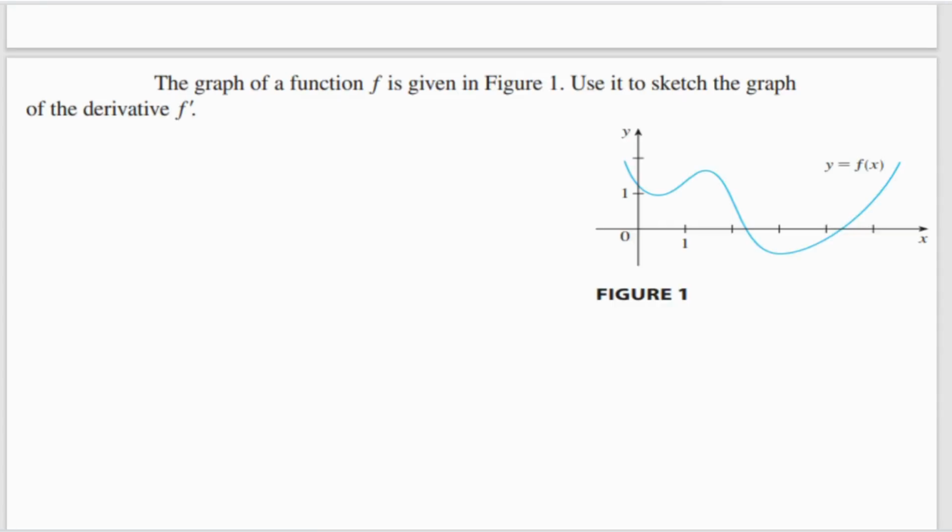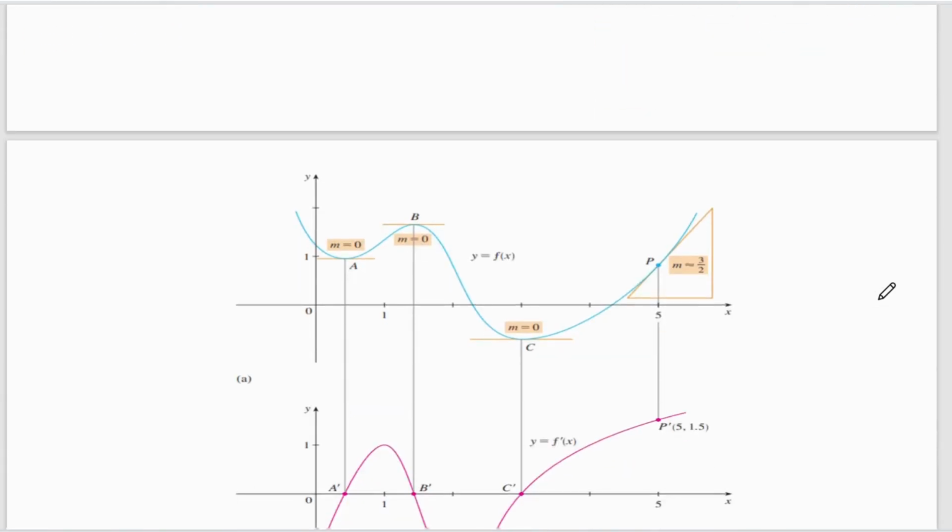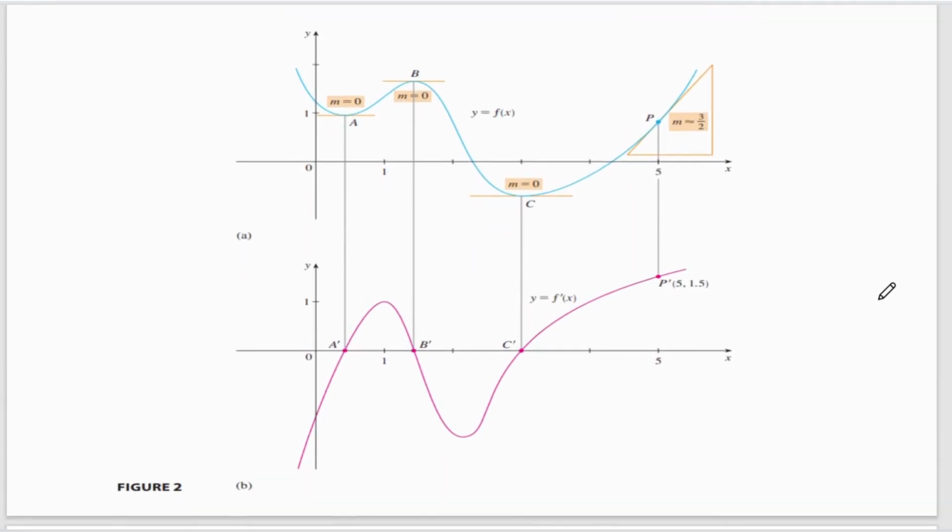Here we have a question. It asks us to sketch the graph of the derivative of this function, actually, and here we have the solution. Let's see what they did. We can estimate the value of the derivative at any point of x by just drawing the tangent at any point x. Like for example, let's take x equal 5 here, and let us draw the tangent.